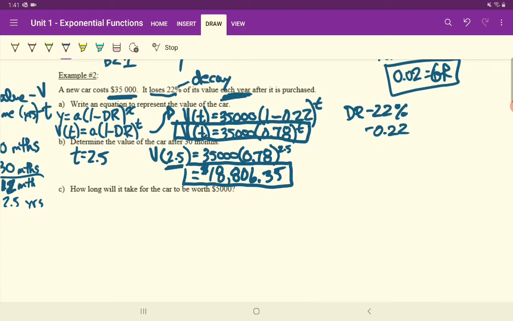Okay, next. How long will it take for the car to be worth 5,000? So now we're being asked how long it will take, and we're given the value. We're actually given V at t as 5,000. We need to actually solve for t, time. How long will it take? How many years? So let's write out the equation.